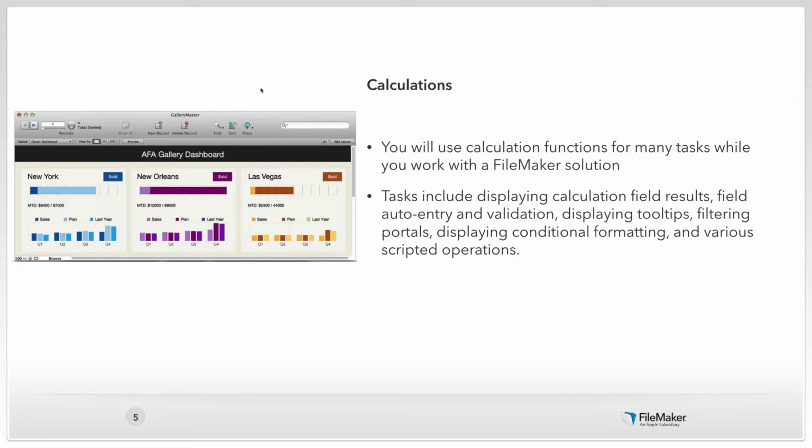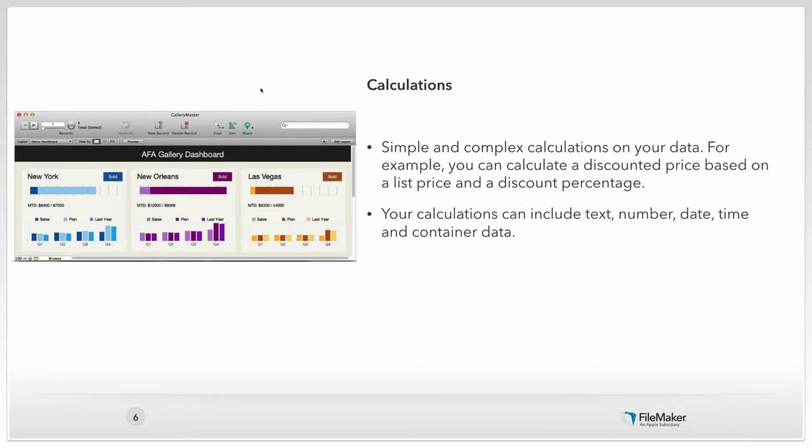You can filter portals. Portals are a way of looking at related data, and we can filter them based on some kind of intelligence, say this quarter's sales. We can calculate and format a field. For instance, for a low stock item, you could make it go red depending on a calculation of what level you set it to, and various other scripting operations.